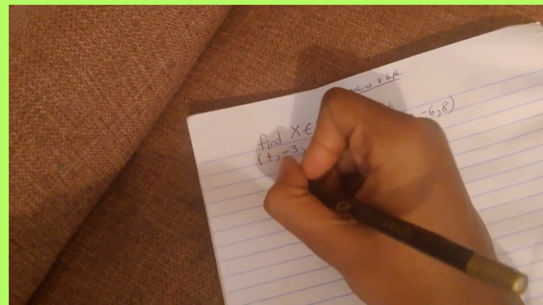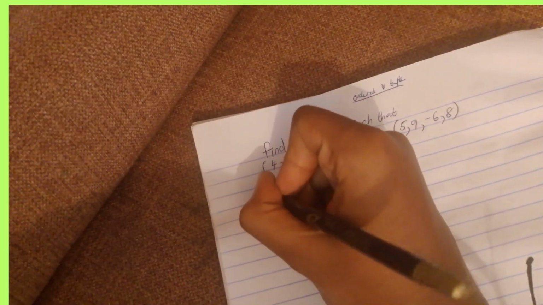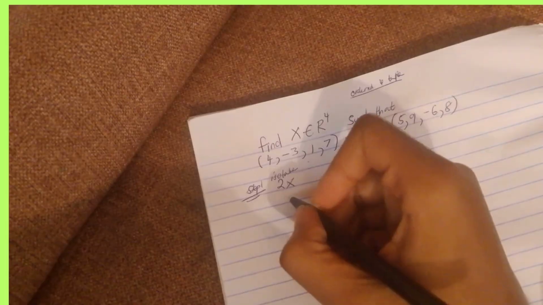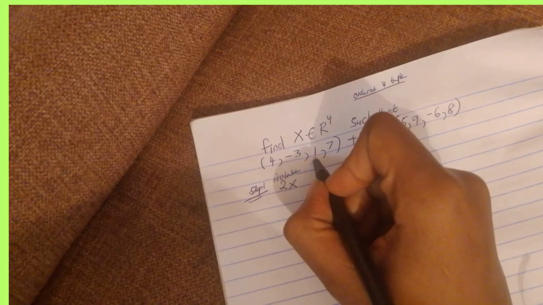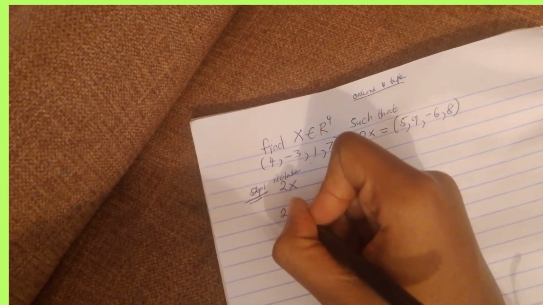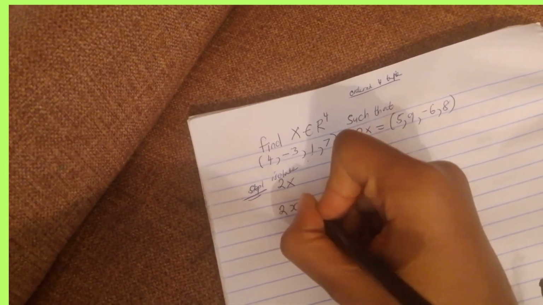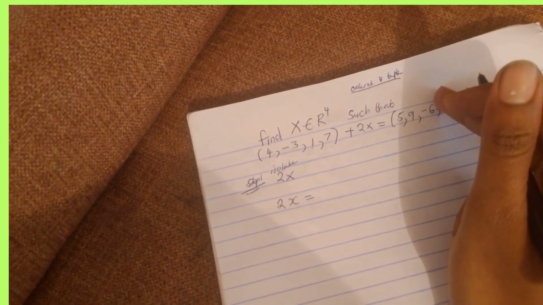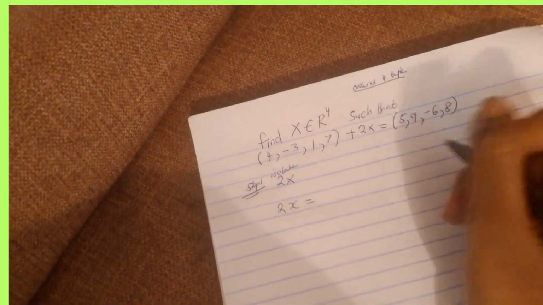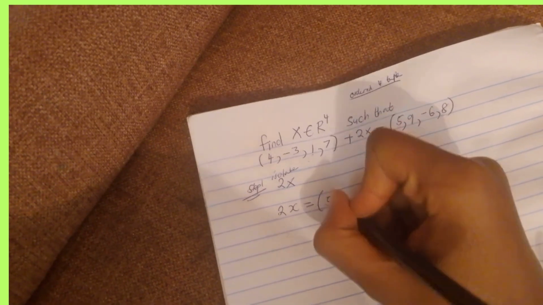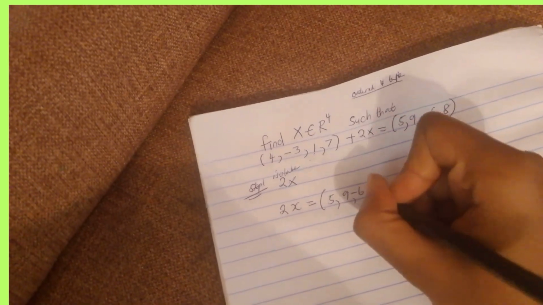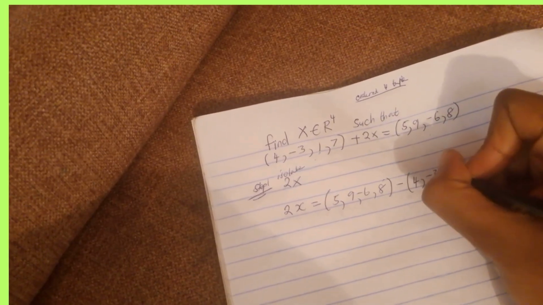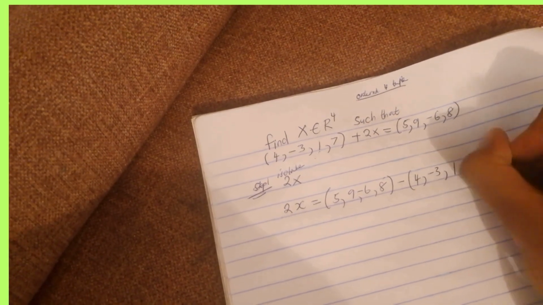So basically our first step, step 1, would be to isolate 2x. We do this by taking this particular vector to the other side. So we would have 2x equals this first vector minus this, because it has come to the other side: (5, 9, -6, 8) minus (4, 3, 1, 7).